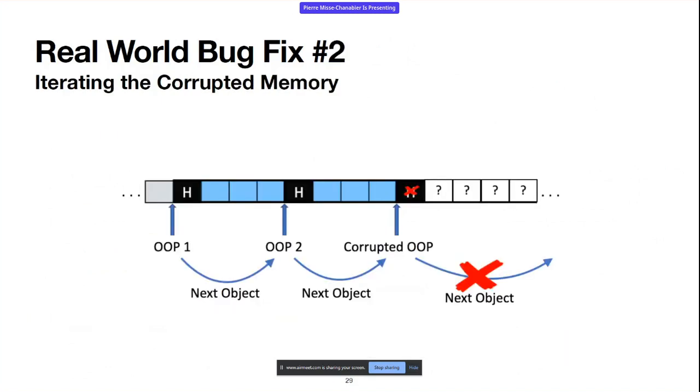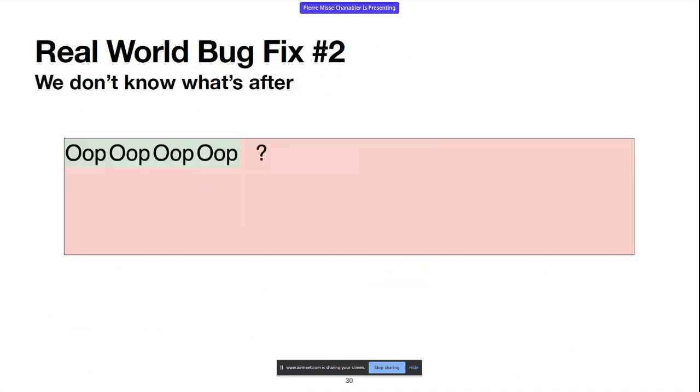Okay, I don't have too much time, so I will accelerate a little bit. The next thing is that we had to investigate memory corruption. In that case, we cannot iterate over all of the objects. At some point, we get a corruption and it says, okay, there is nothing after that point. The thing is that this is not true. There is a lot of stuff, but we don't know how to get to it.